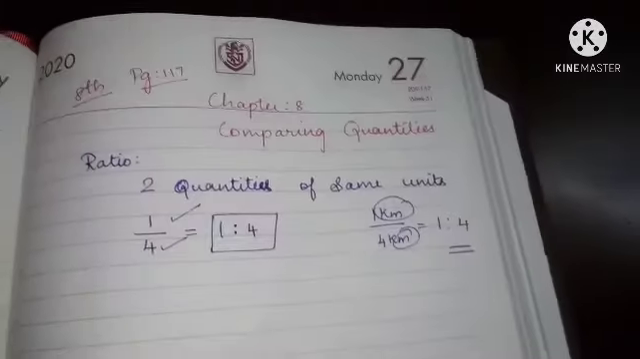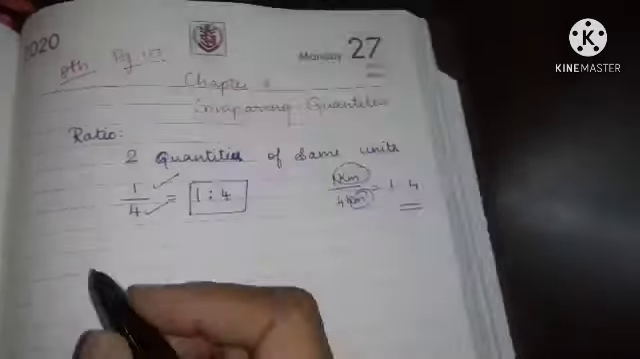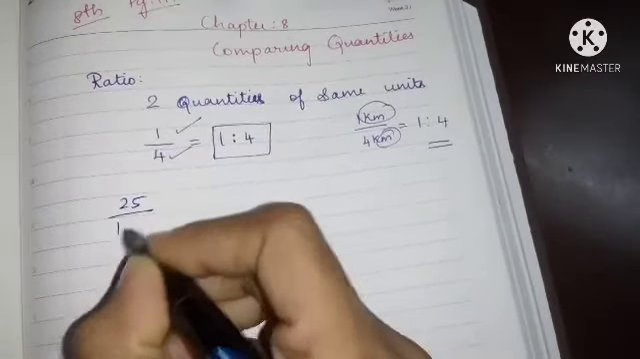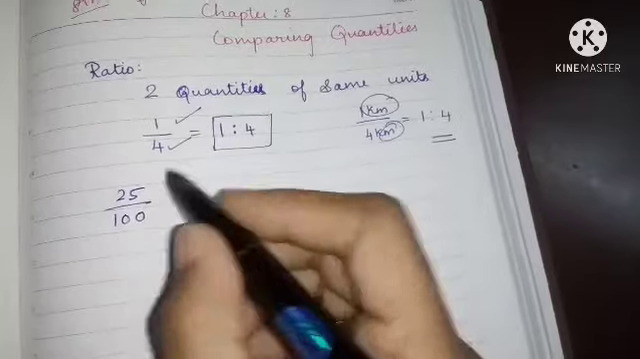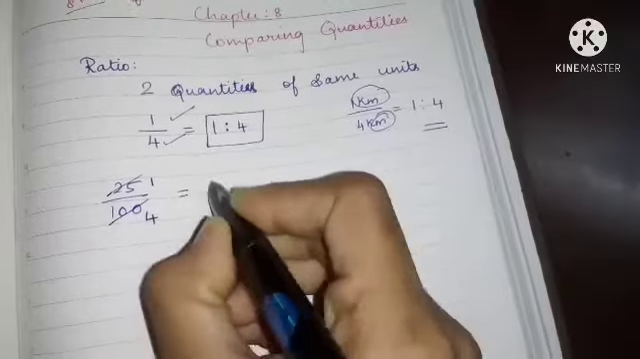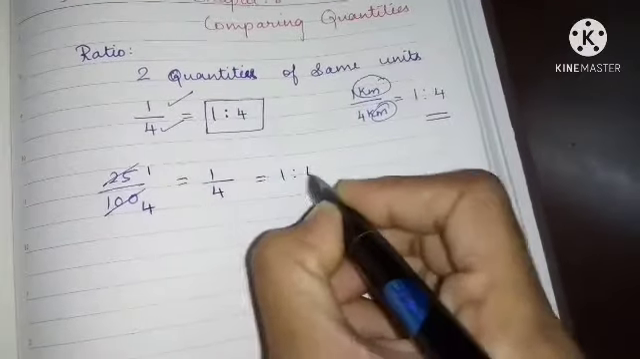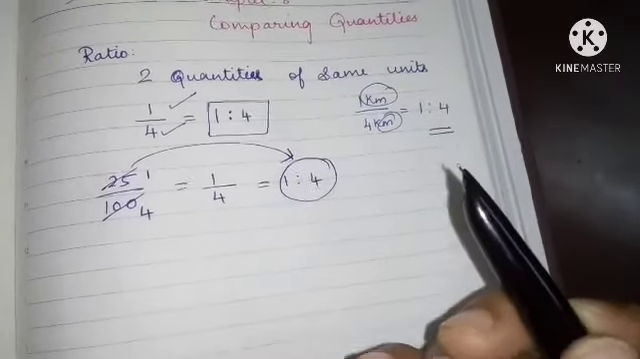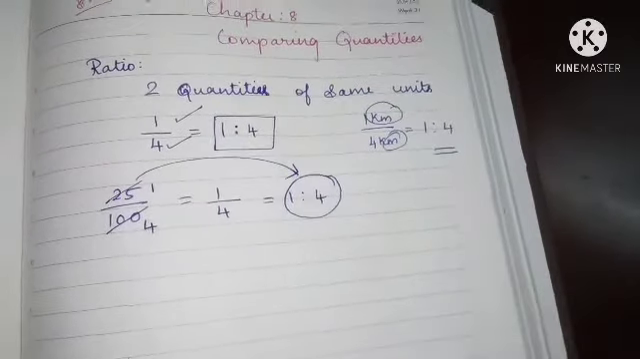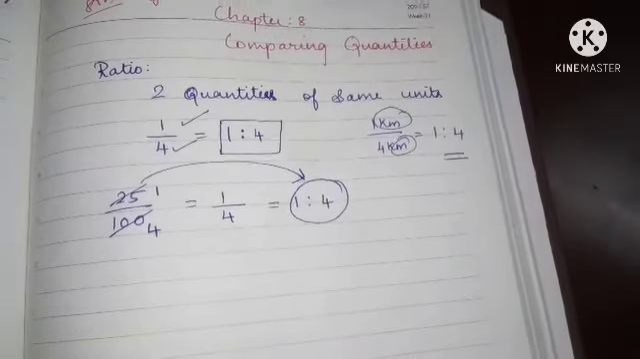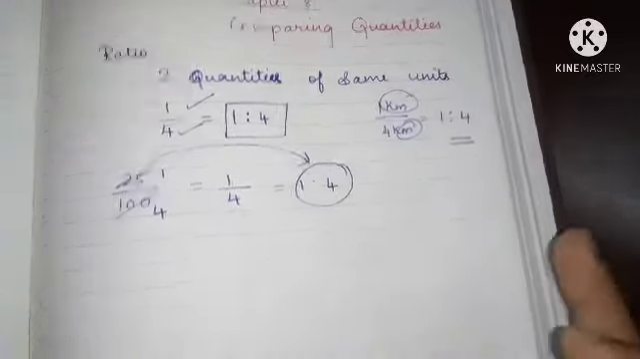Okay, next, after this you have learned how to convert a fraction to a ratio. For example, 25 by 100. This is one fraction, you have to convert it into a ratio. 25 ones are 25, 25 fours are 100. So you are getting 1 by 4, which is nothing but 1:4. So 1:4 is the ratio of 25 by 100. So likewise you can convert fractions to ratios and ratios to fractions.